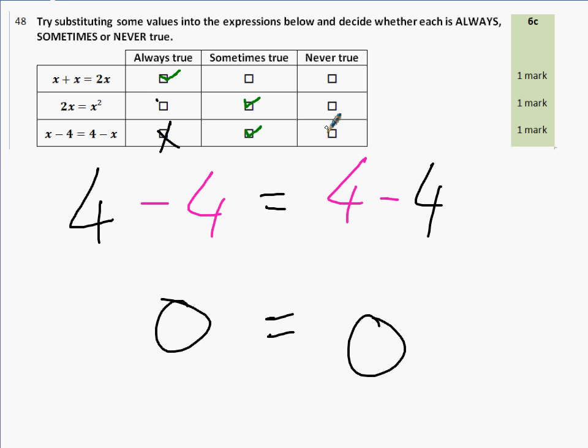So in that case, it's not never true. It's not always true, it's not never true, it is sometimes true. We found a time when it was true, because if x is 4 then it works. We found a time when it wasn't true, for example, when x was 10. So it must only be sometimes true.